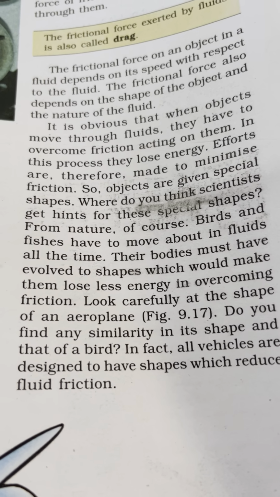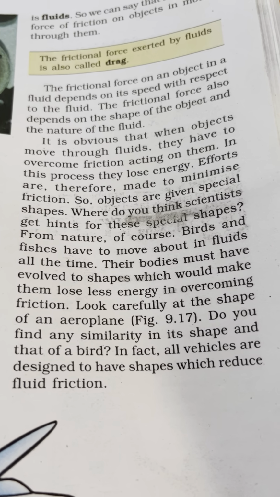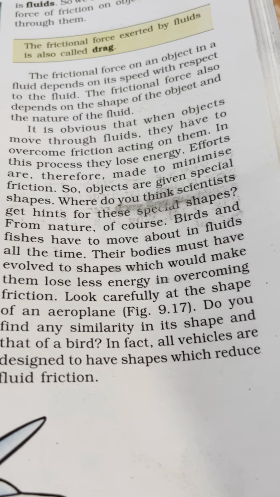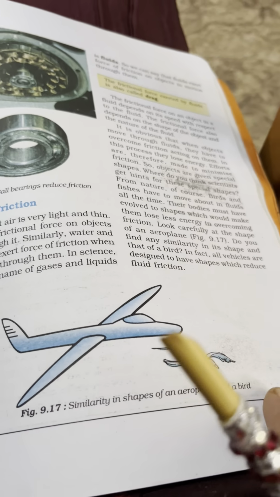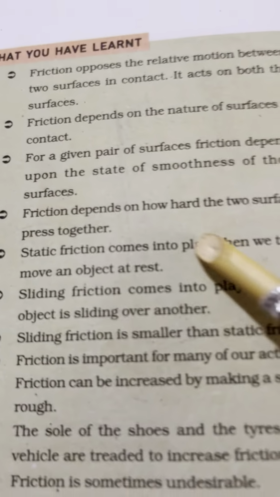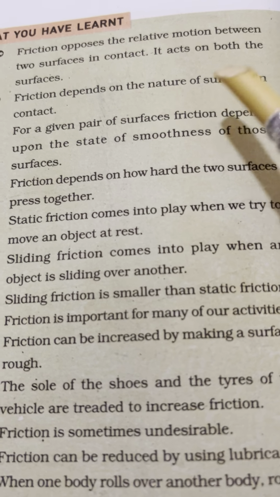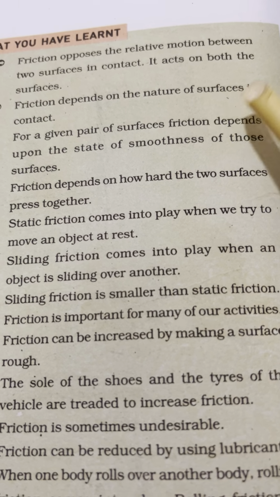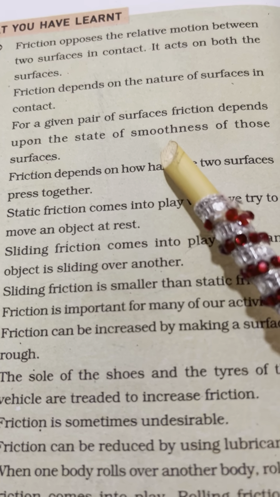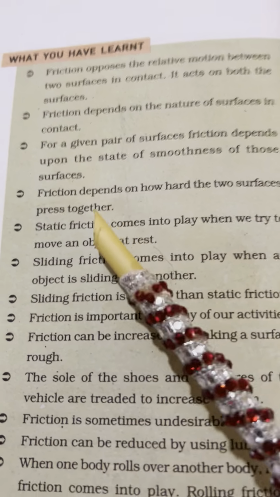Birds and fishes have to move about in fluids all the time. Their bodies must have evolved to shapes which would make them lose less energy in overcoming friction. Look at the following figure 9.17. Friction opposes the relative motion between two surfaces in contact. It acts on both the surfaces. Friction depends on the nature of surfaces in contact. For a given pair of surfaces, friction depends upon the state of smoothness of those surfaces.